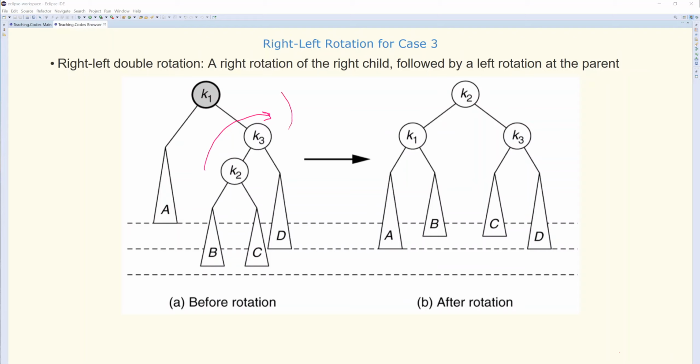And then you do a left rotation. K2 had come here, so K2 now moves to the top. K1 and A go down. And B gets adopted by the new node that comes here, which happens to be K1 that's coming down. So as I said, it's just the symmetric of the previous one.